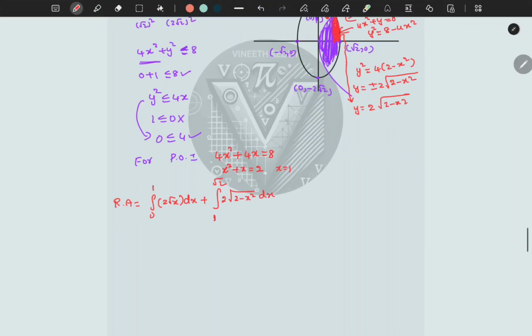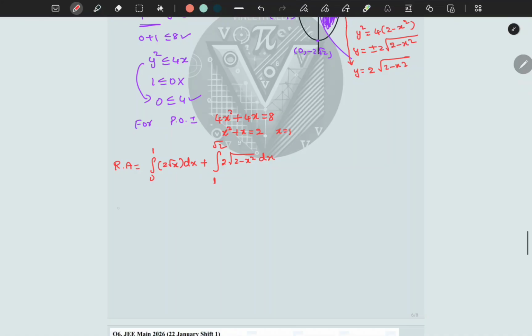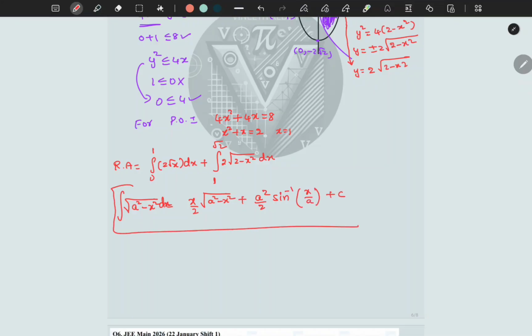Now students, we should be aware of the formula from indefinite integration, that is, integral of under root a square minus x square dx should be x by 2 under root a square minus x square plus a square by 2 sine inverse of x divided by a plus c. I hope you are aware of this formula, right?